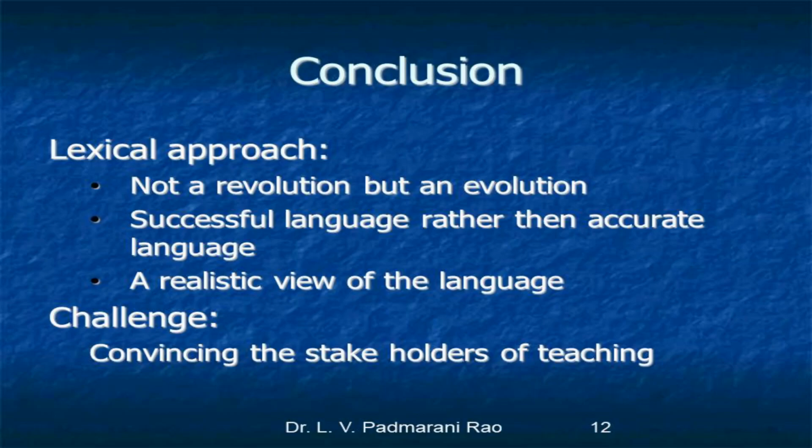It is successful language rather than accurate language. Successful language would mean that communicative roles are maintained better, and it aims at fluency rather than accuracy. The structural approach aims at accuracy, whereas this aims at successful use of language. The aim of ELT is still the teaching of communicative abilities by focusing on successful language rather than accurate language.